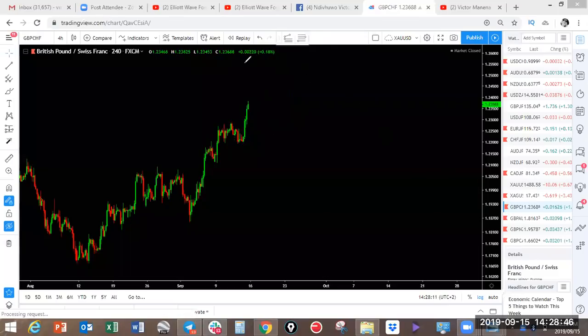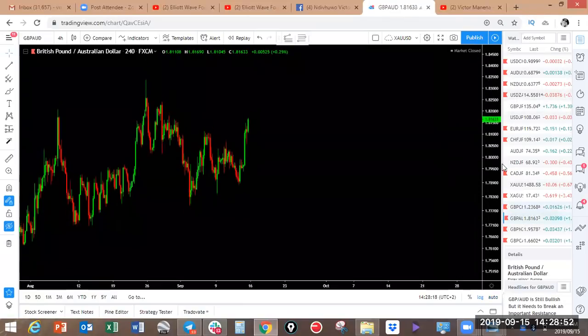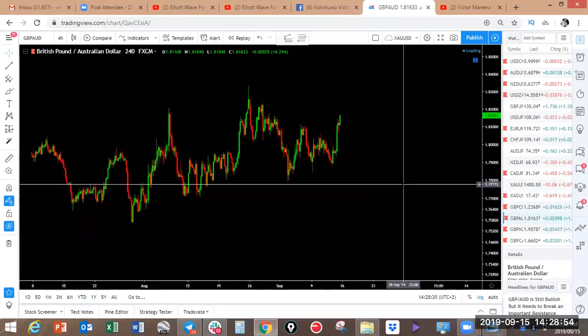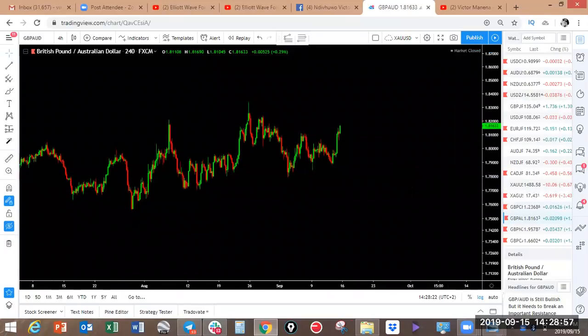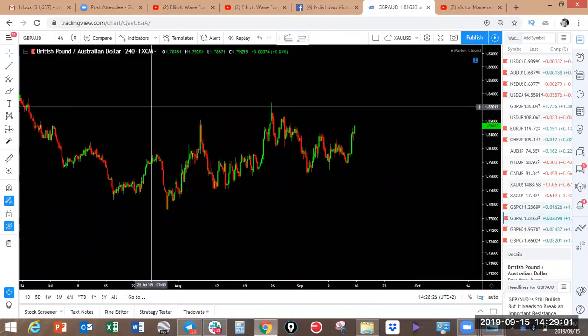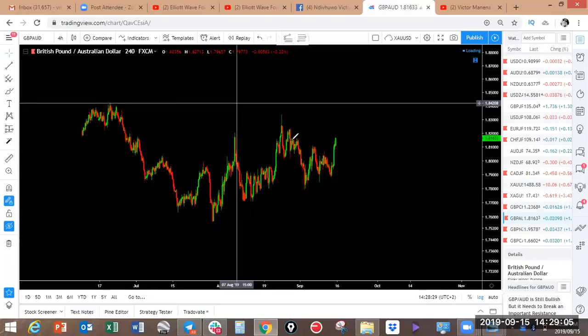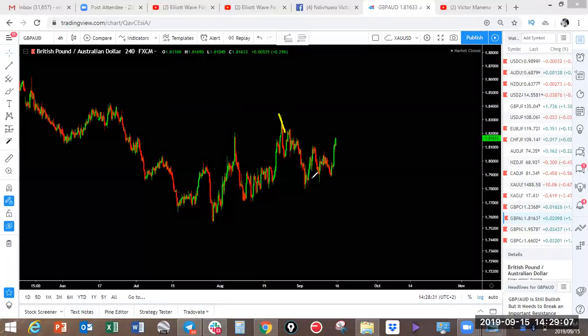Let's look through the rest of the pound pairs. They're all looking corrective. If you look at pound US dollar, I also had a setup on pound Aussie last week. Okay, if you look at this on the 4 hour, we had a move down here. We had this one coming down here, and let me just show you the whole structure here, what I expect of this. This is an expanding flat, pull back, and a move to the upside.